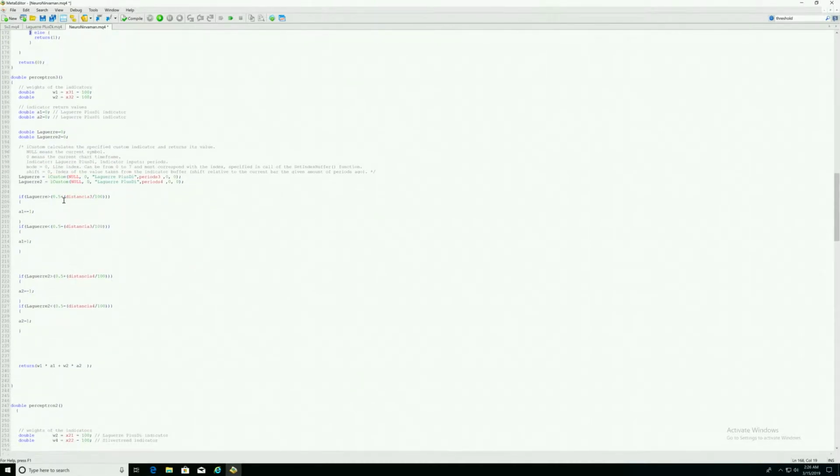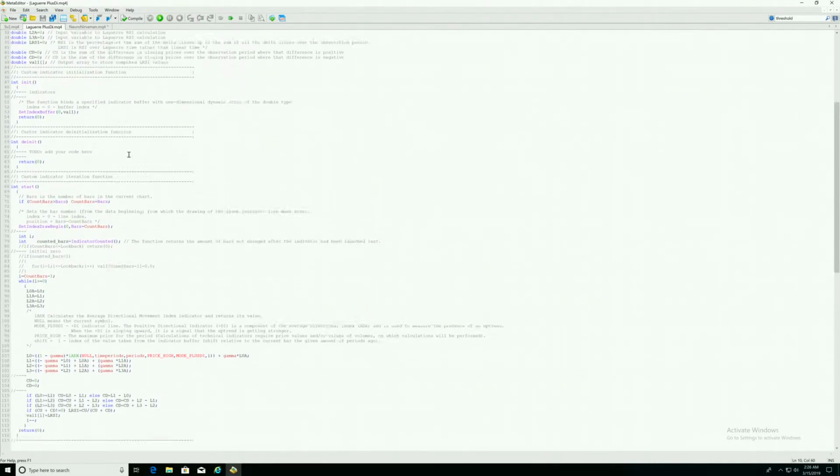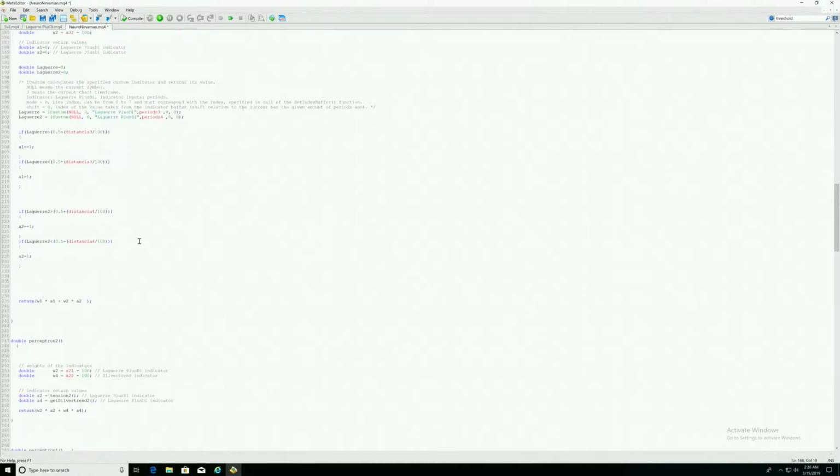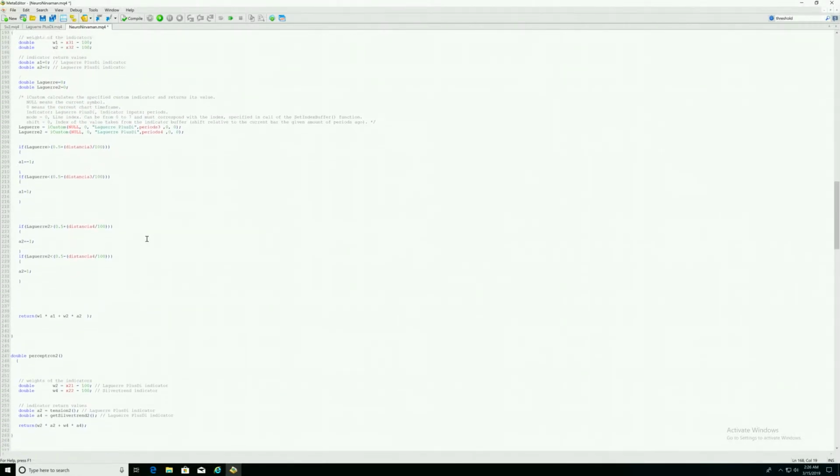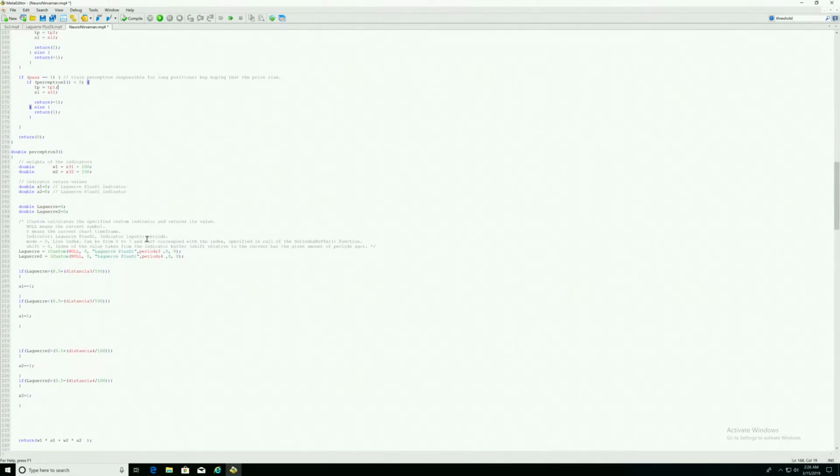So if you're upwards of the threshold, then you signal to do a buy order, and if you're below the threshold, then you're trying to signal to do a sell order. So that's an overview of how the Laguerre quantifier works, and that's how the third perceptron is working.